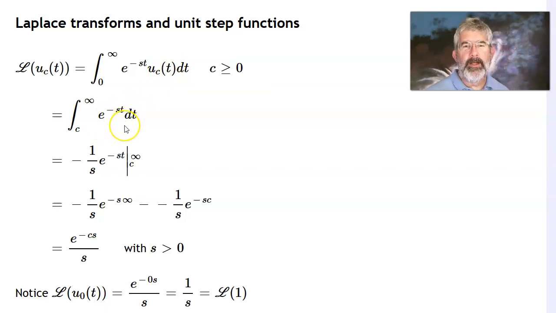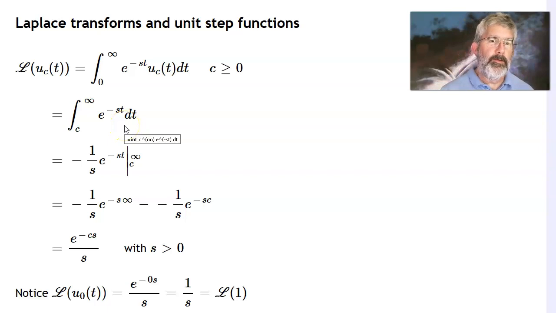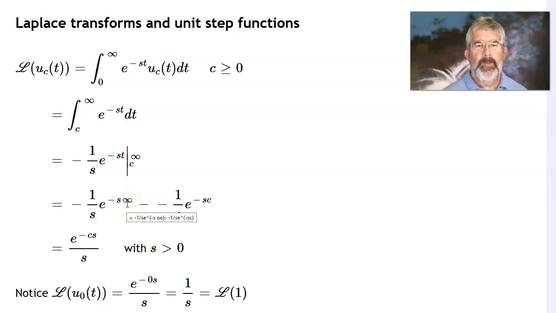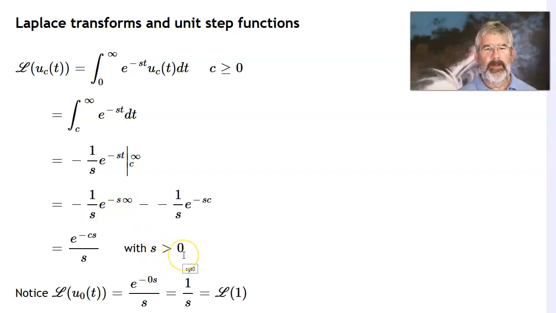And you're just integrating e to the minus st dt, which we can do. There's a u substitution there, right? So you get minus 1 over s e to the minus st, and evaluate that between c and infinity. So you plug the infinity in, you plug the c in, and you subtract. Now, provided that s is a positive number here, this e to the minus infinity will be 0. So I need to make sure that s is bigger than 0. And I end up just with this part right here being e to the minus cs over s.